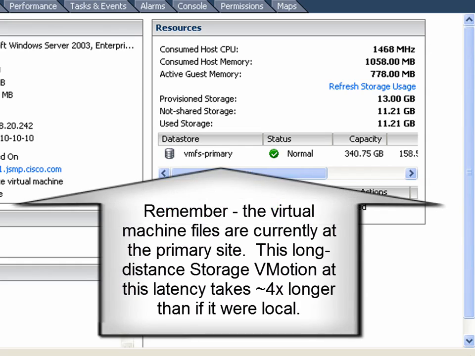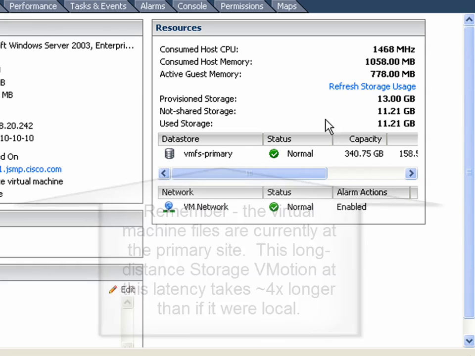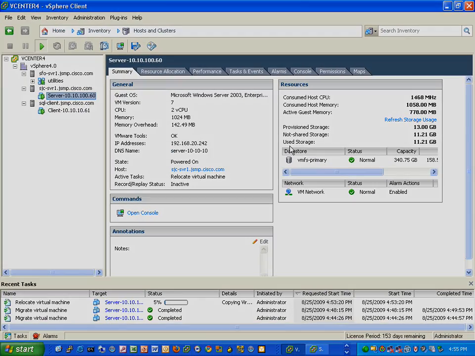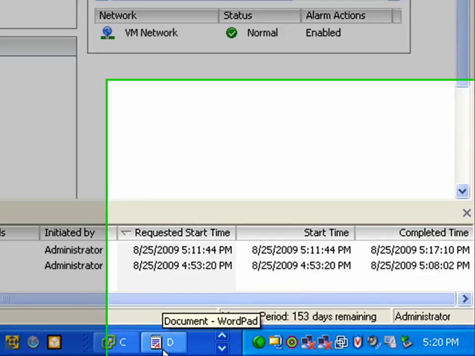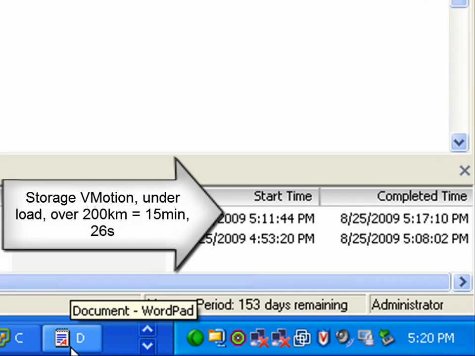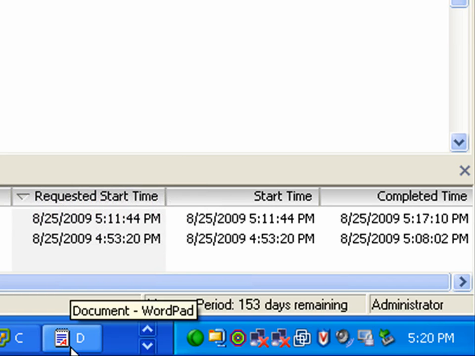But remember, here we're moving between one site and another across a long distance. So storage vMotion will take roughly four times longer at this latency than it would normally. So here you can see the storage vMotion under load over that distance took roughly 15 minutes and 26 seconds with that particular VM.